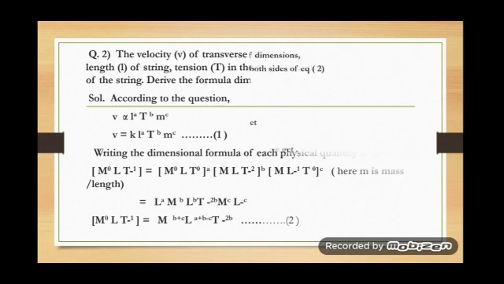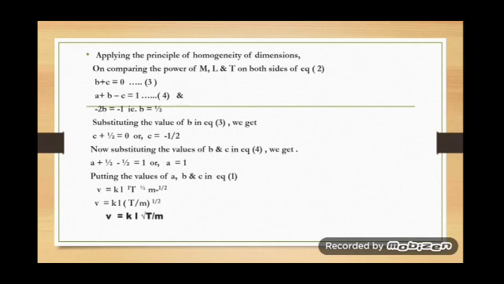Now we will apply the principle of homogeneity of dimensions. On comparing the powers of M, L and T on both sides of equation 2, we get b plus c is equal to 0, a plus b minus c equal to 1, and minus 2b is equal to minus 1. From the third equation, b equal to 1 by 2.